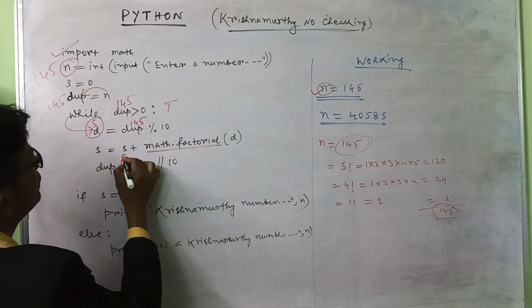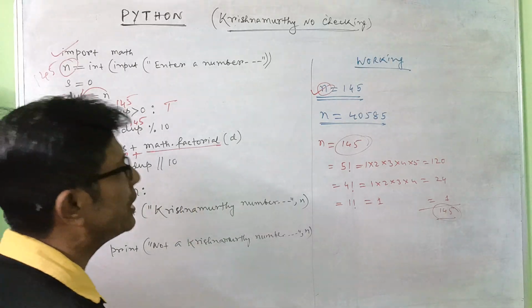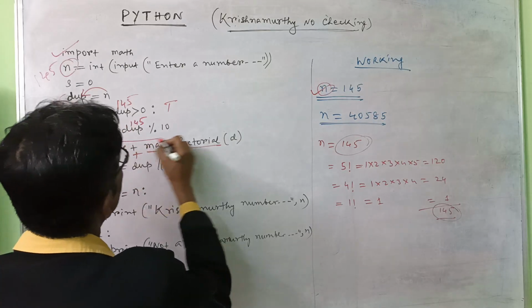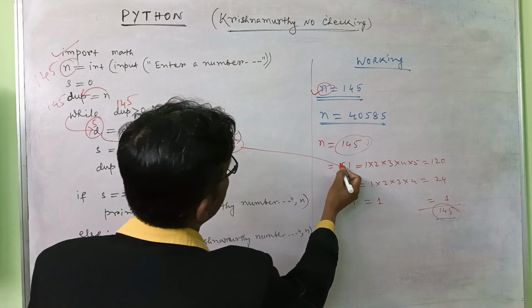S equal to 0 plus math dot factorial. This factorial function will do the calculation of this d. What is d equal to? d equal to 5, and that calculation we have done here.